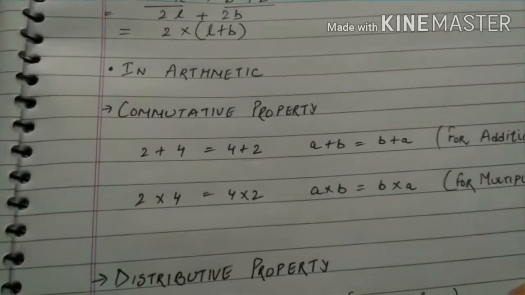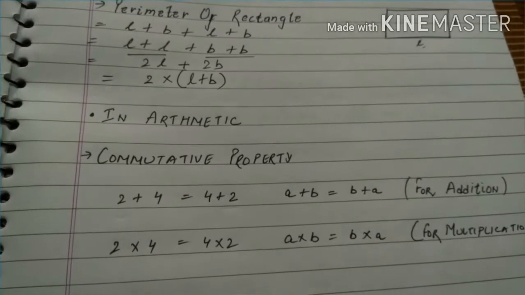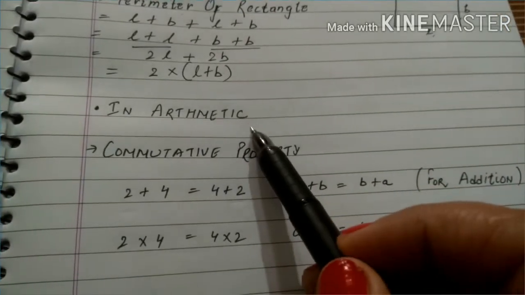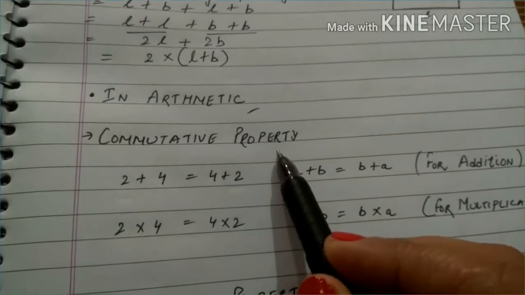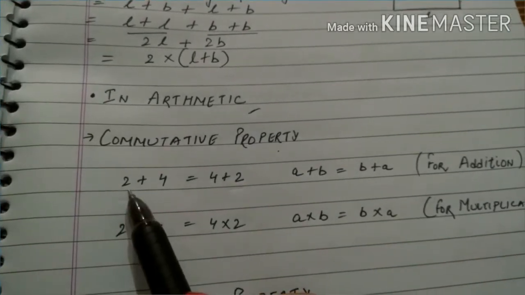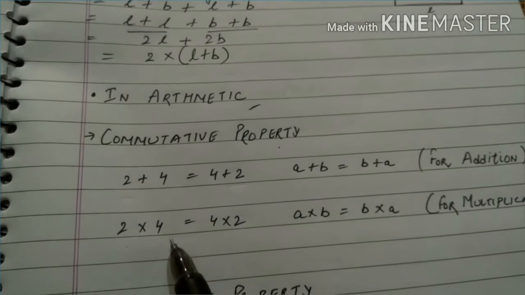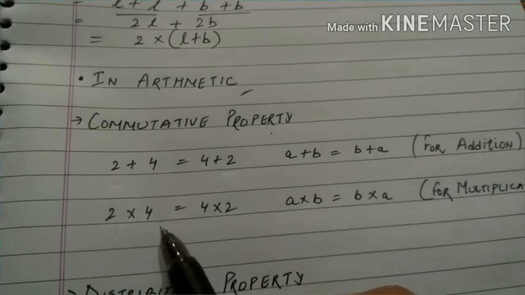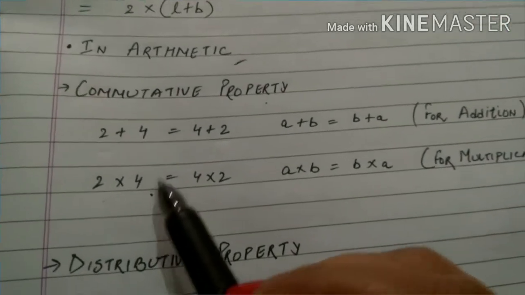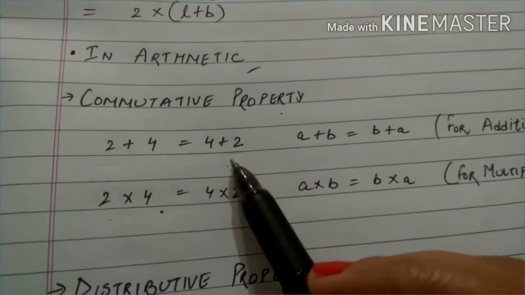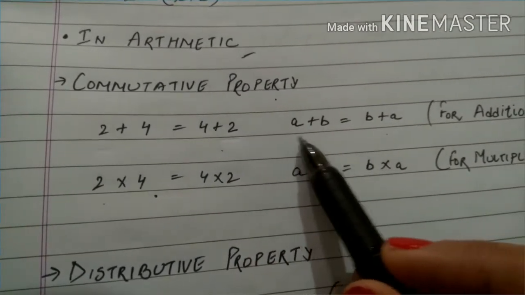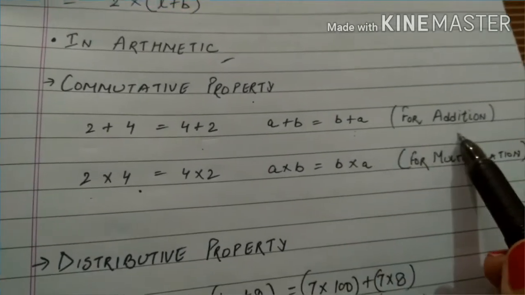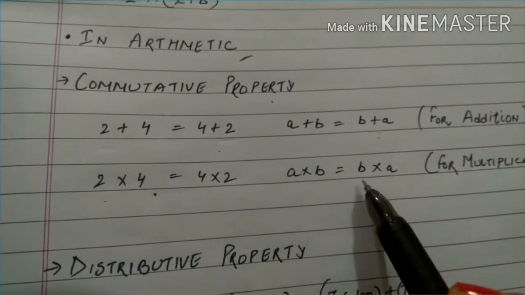The next is the use of variables in arithmetic. While understanding the commutative property, you know that you can add or multiply any two numbers in any order and the result will remain the same. Here also, for understanding this commutative property, we use variables. You can see a plus b is equal to b plus a, which is for addition, and a into b is equal to b into a, which is for multiplication.